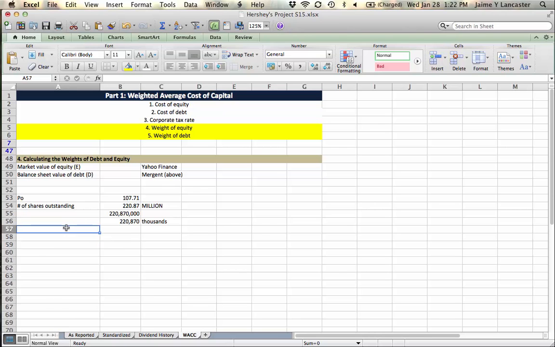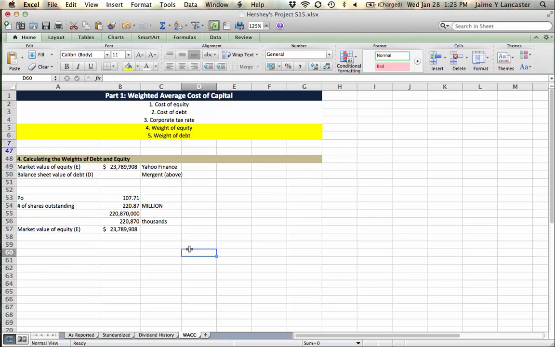So then the market value of equity, E, is equal to the number of shares outstanding multiplied by the share price. And we need to have it in the same units that everything else is expressed in the balance sheet. Otherwise, we can't compare the debt numbers with the equity numbers. So that is our market value of equity. And I'm going to put that here.